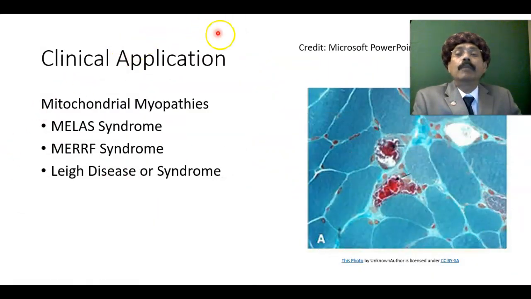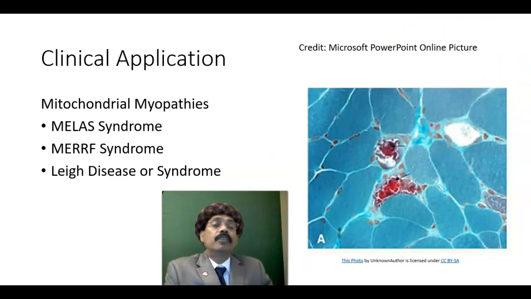Okay. Clinical application, mitochondrial myopathy. As we discussed, mitochondria are present plenty in our skeletal muscle, cardiac muscle. It is present in our epithelial cell of the kidney, present in the liver. Mitochondrial myopathy will have pain in the muscle. We have also weakness of the muscle. We have the MELAS syndrome, MERRF syndrome, Leigh disease or syndrome. We have a lot of other syndromes.